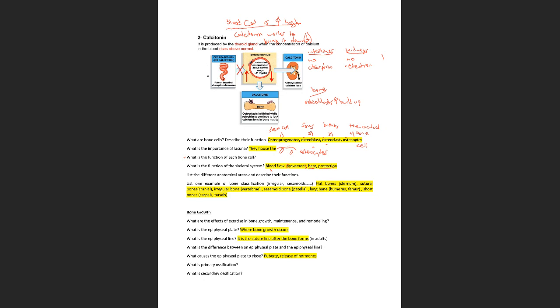Okay, so there's the different anatomical areas. Oh, let's not worry about that. That question is not on there. Alright, now list one example of bone classifications.